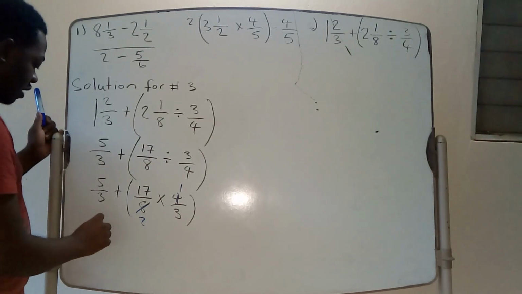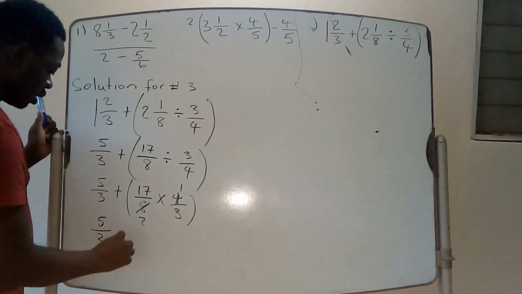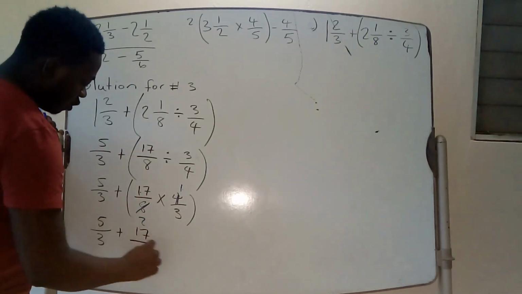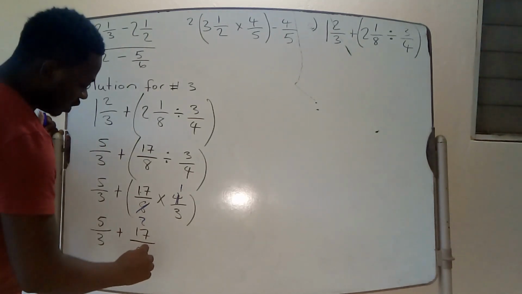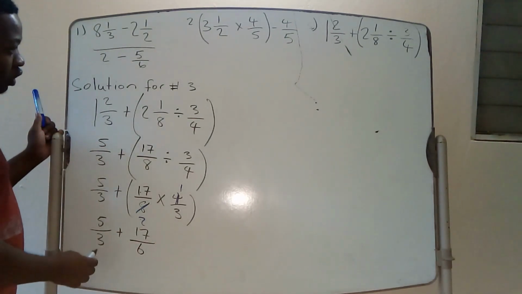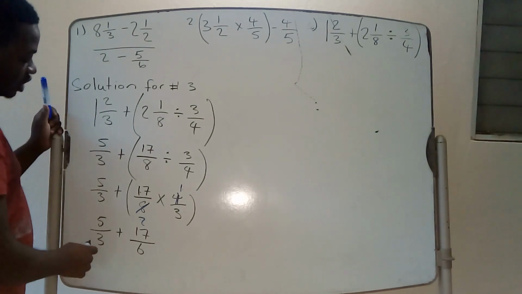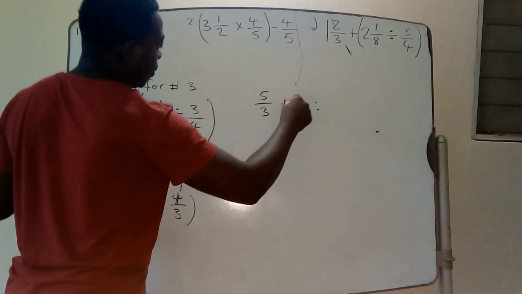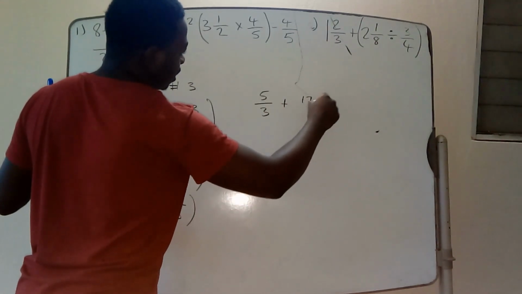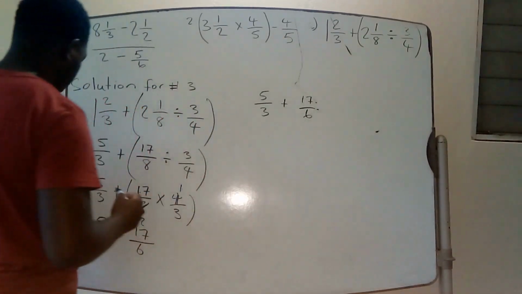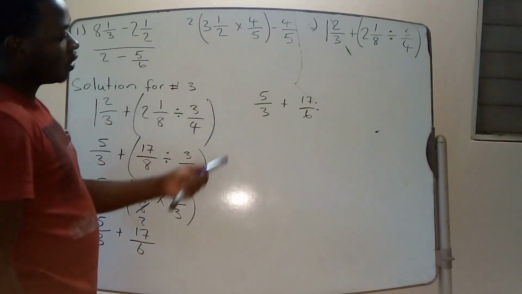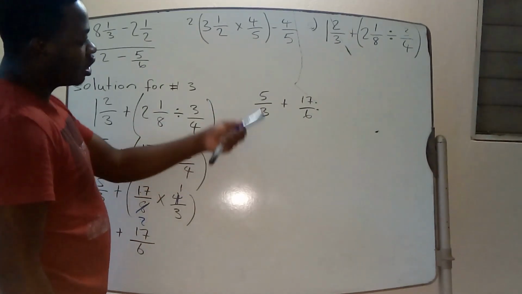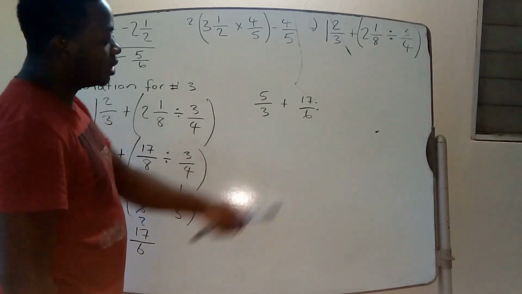So on this side, I'm going to have 5 over 3 plus 17 times 1, that's going to give me 17 over 2 times 3, that's going to give me 6. So now I am working with the fraction 5 over 3 plus 17 over 6. Now here, how do you add two fractions? You can only add or combine fractions if they have the same denominator.